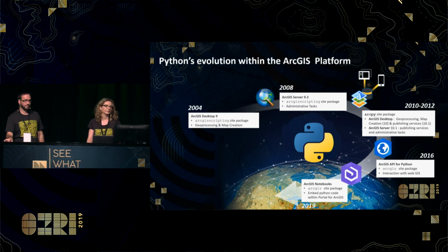The next significant Python advance came in 2016 with the release of the ArcGIS API for Python, a Python API allowing ready interaction with WebGIS content. And now, in March of this year, ArcGIS Enterprise came with ArcGIS Notebooks, which allows Python notebooks to become part of your enterprise portal.